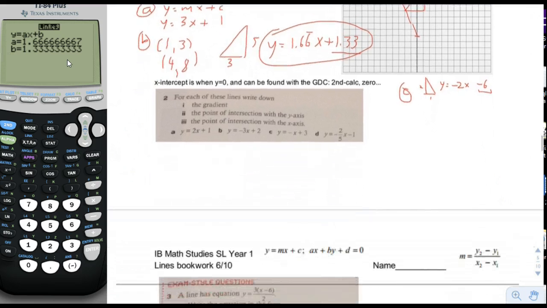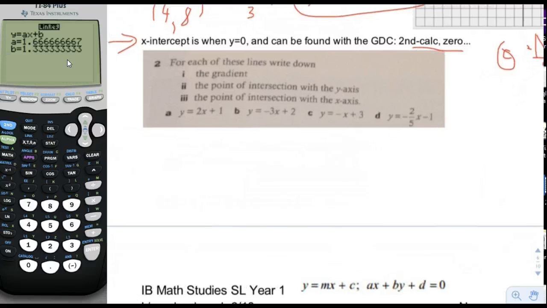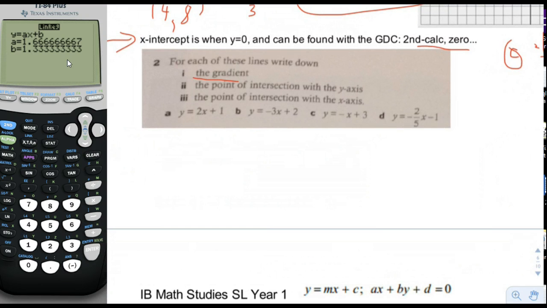Just a note here, a hint about the calculator. So x-intercept is when y equals 0, and can be found with the GDC by doing second calc 0. Okay, so whenever they ask you for the y-intercept and you have the equation for the line, it's pretty easy to find. Okay, all right, now they give us 4 equations here, and the first thing they want you to do is find the gradient.